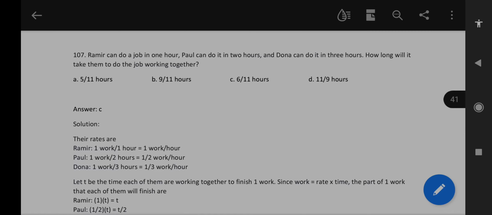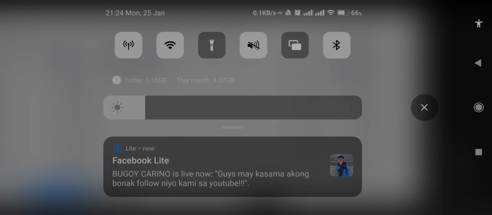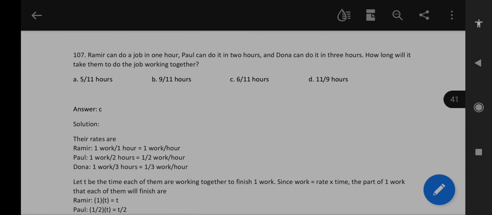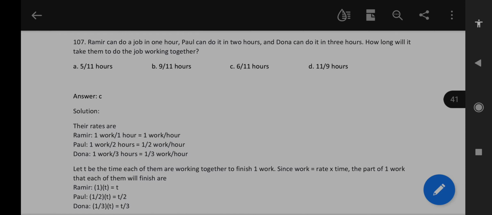Sige, problem 107. Ramir can do a job in 1 hour. Paul can do it in 2 hours. And Donna can do it in 3 hours. How long will it take them to do the job working together? So, basic algebra. Sagot daw dyan ay letter C.